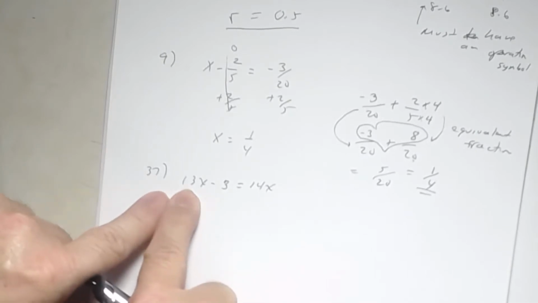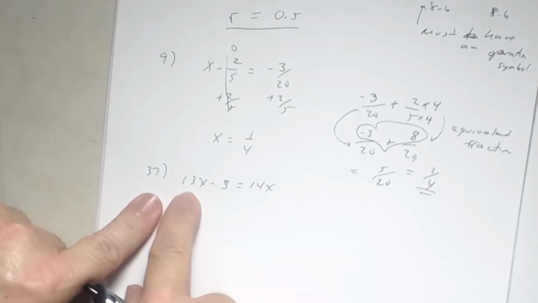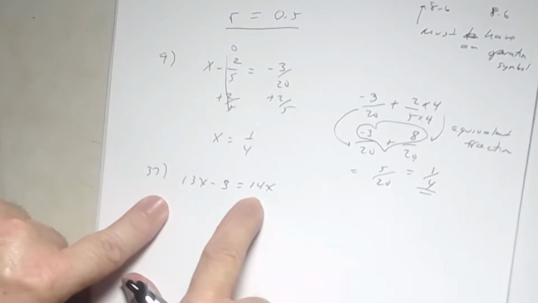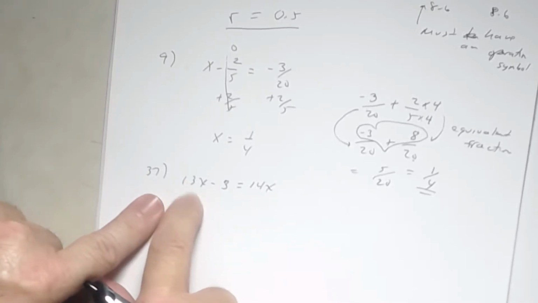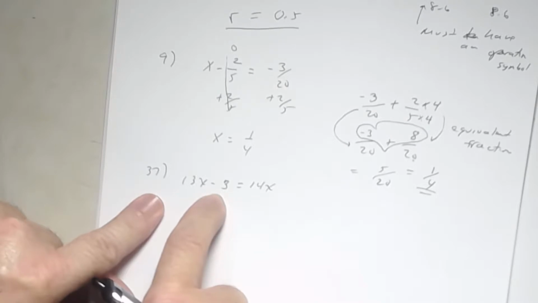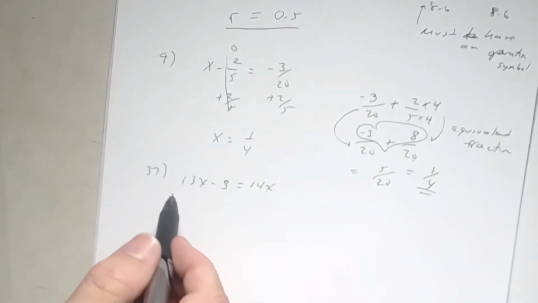See, this is 13x. This is 14x, right? What's this coefficient right here? 13. What's this coefficient? 14. All right. Which has the larger coefficient? 14. All right. So what you're going to do is get rid of this 13x here. So you're going to get negative 3 by itself. All right. So remember, I'm trying to get 13x out of here, right?